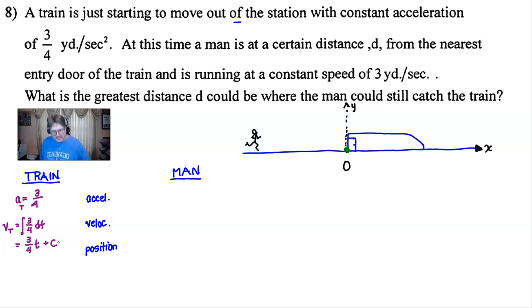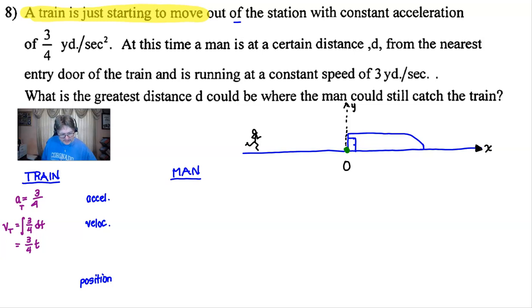However, by virtue of the language in the problem, I'm seeing here that it says the train is just starting to move, which indicates to me that the train was stopped, and therefore the velocity of the train at time 0 would be the c value, and that velocity we just said is going to be 0 if the train is stopped. So we really don't need that plus c because the value is 0. I'm going to move this position down a little bit to give us some room to work.